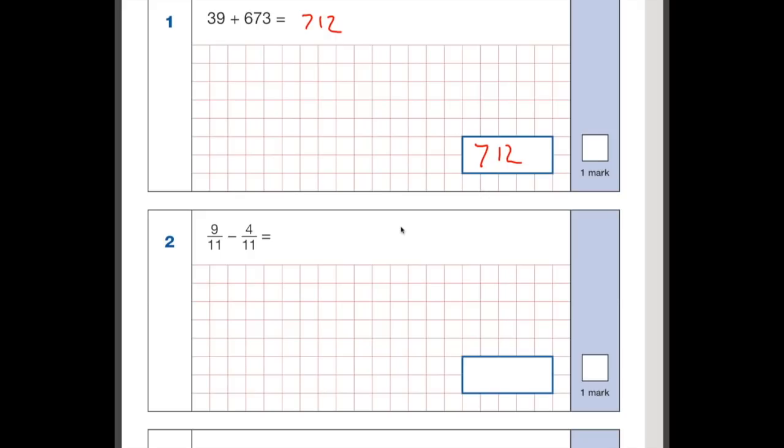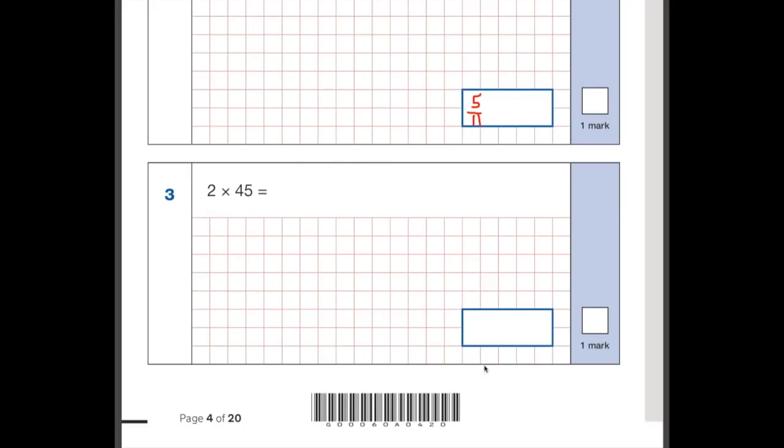For the second question, 9 elevenths minus 4 elevenths. Now you should know that we leave the denominator, the bottom number, we leave that alone. So 9 minus 4 is 5, and still elevenths, so the answer is 5 elevenths. And for the last one here, 2 times 45, well 2 times 40 is 80, 2 times 5 is 10, 80 add 10 is 90.